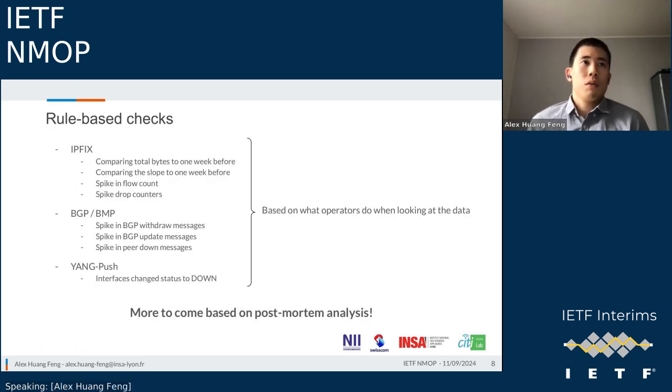What type of checks have we implemented so far? From IPFIX, we are comparing the total amount of packets and bytes to one week before, but also comparing the slope to check for drastic loss of packets. And then spikes in flow counts, spikes in drop counters, in control plane detecting spikes on withdrawals, updates, or even peer down sessions, and in YANG Push, detecting that an interface has changed from up to down.